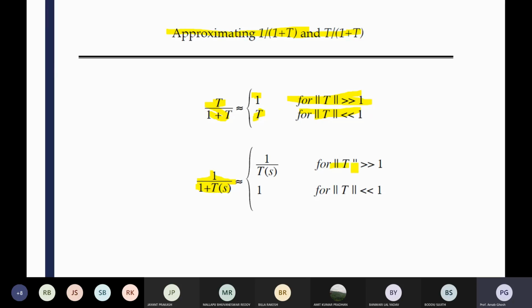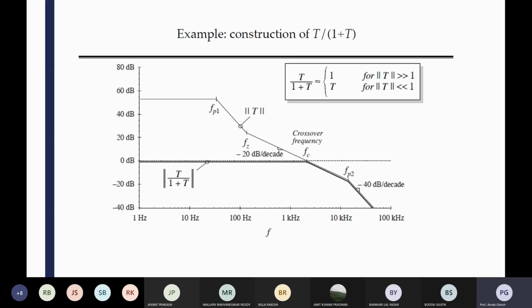So when mod T is very much greater than 1, then 1 by T directly is coming. And when T is very much less than 1, it is coming 1. Now we can draw that Bode diagram, for example, for the construction of T by 1 plus T. The first condition is 1, which means the 0 dB line. So first condition, mod of T by 1 plus T.